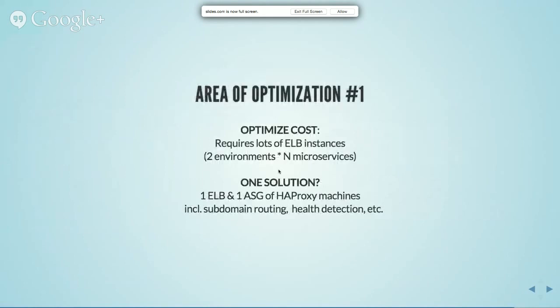Of course, engineering is not without its trade-offs. One area of optimization here is cost. We weren't concerned about optimizing for cost immediately, and that's why we have lots of ELBs running. They're not that expensive, maybe 10 or 15 bucks a month. But you could get that down by making all traffic go to one ELB, and have different HA proxy machines with, like we saw before, a Consul-based discovery thing, subdomain routing, health detection, that kind of thing. You could bake that in. So you could go from n ELBs down to one ELB with some additional engineering.